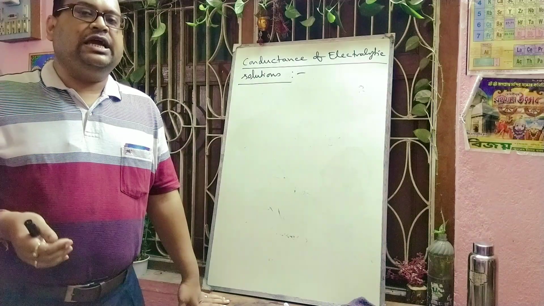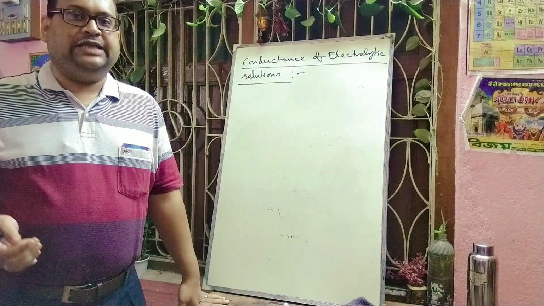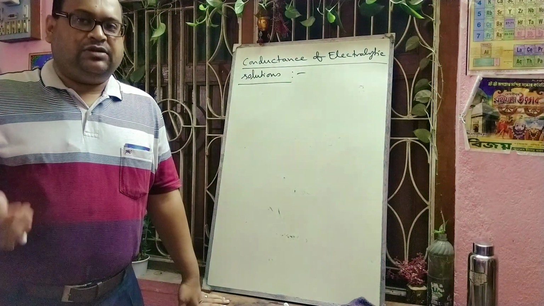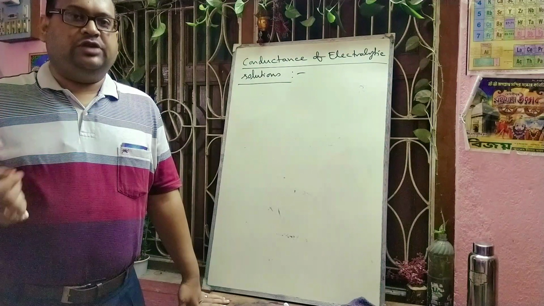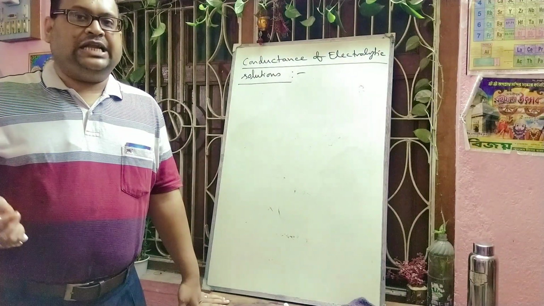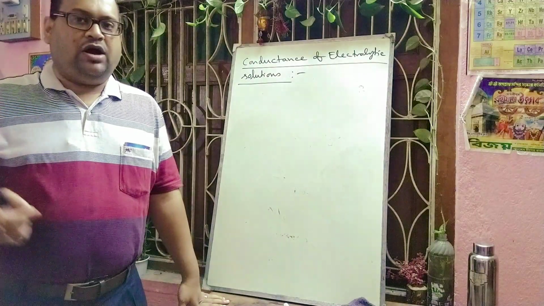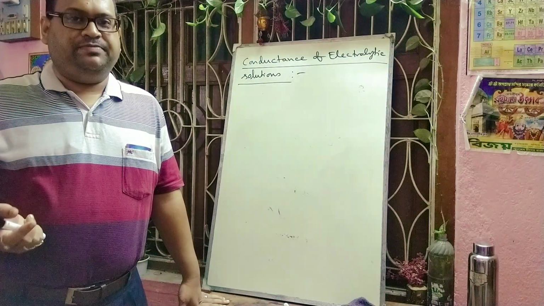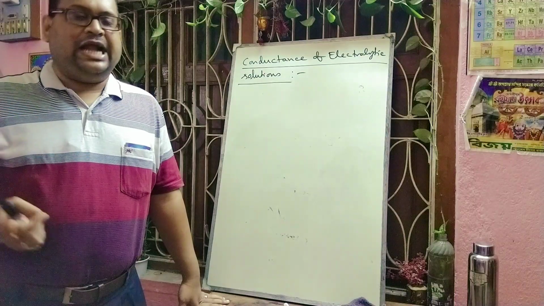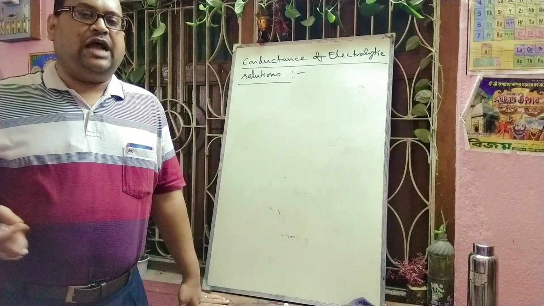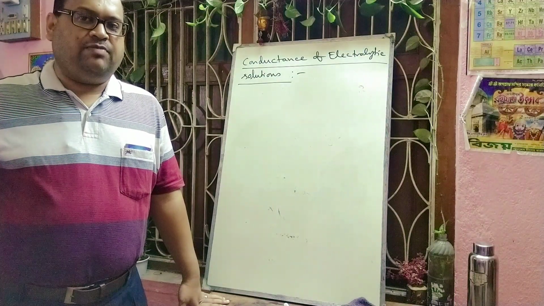But when we are thinking about the electrolytic conductors, these are the electrolytes. We can think about sodium chloride, potassium salts, either in the molten state or in the aqueous solution, that will conduct electricity, and at the same time they will undergo chemical decomposition.